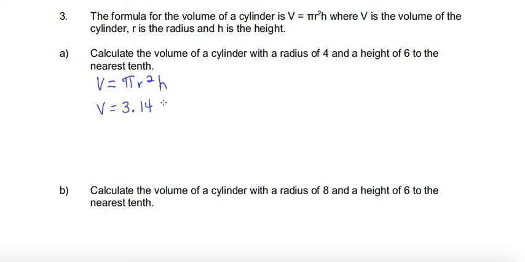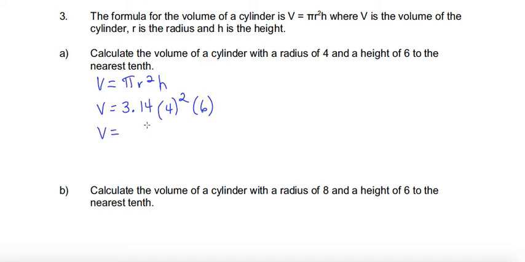Our radius is given to us in the question. So it says to calculate the volume of a cylinder with a radius of 4. So I'm going to enter in 4, making sure that I need to square that. And the height of 6. So the height is 6 there. So I'm going to place that in or substitute that in for the letter H. So we're going to calculate this to the nearest tenth. And if you remember, when we calculate values to the nearest tenth, that's 1 decimal place. So our final answer, we need to round to 1 decimal place.